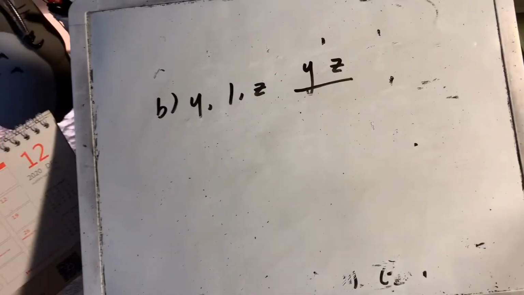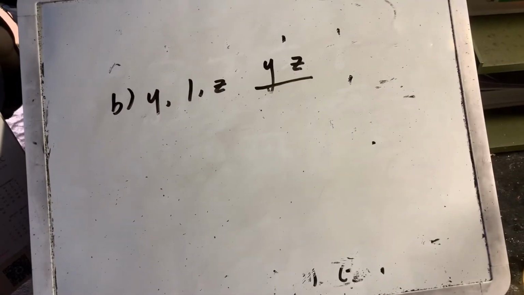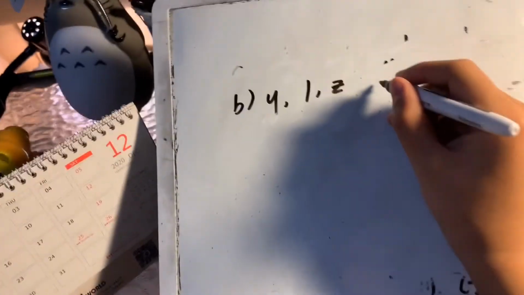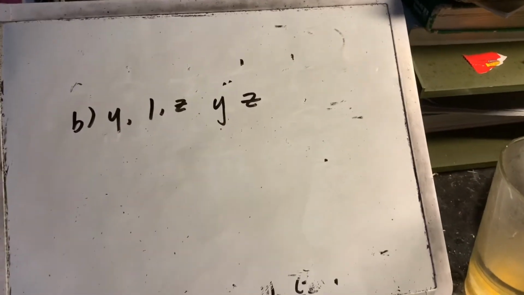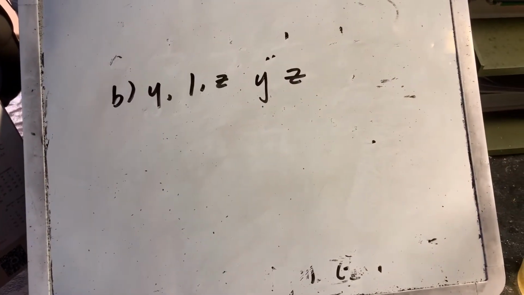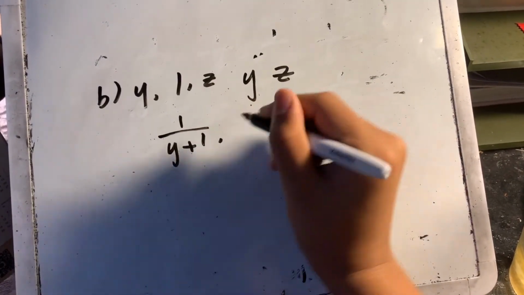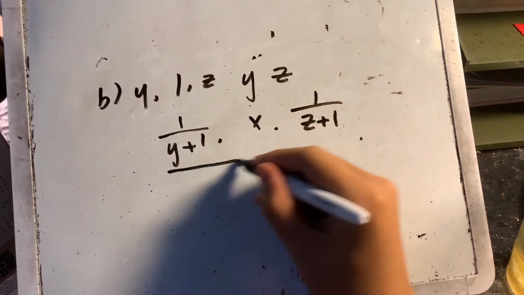Let's see the second problem. It is another arithmetic sequence problem. So now let's talk about problem 2. Problem 2 states that suppose y, 1, z is a geometric sequence with y and z both positive. Determine all real numbers x such that this and this are an arithmetic sequence for all y and z.